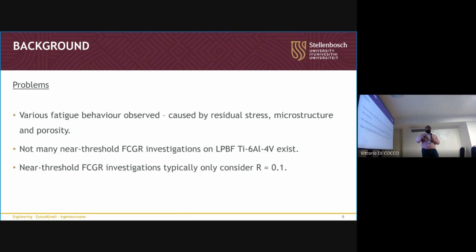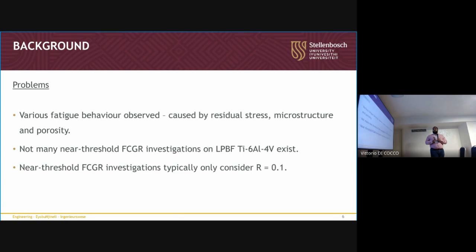And what I found further as well is that different investigations will also say that the primary effect on the fatigue behavior is residual stress. A different investigator will say microstructure is the primary influence. And so you get this whole diversity of reasons within literature.